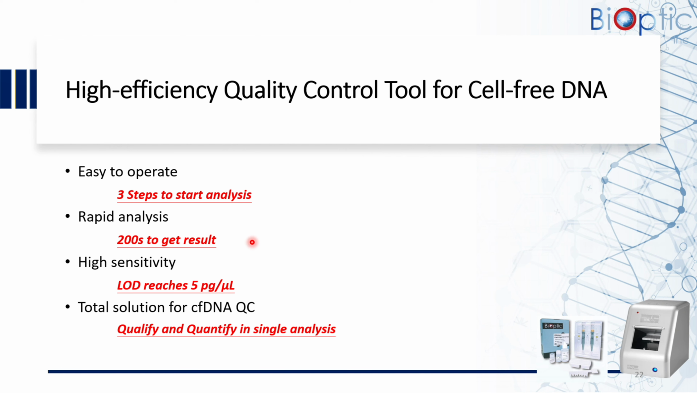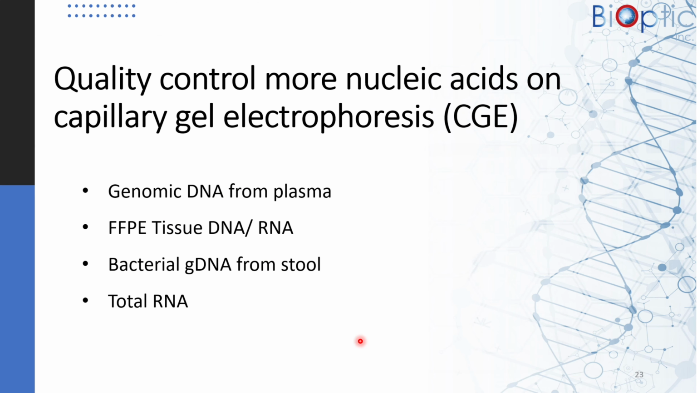In addition to the features of simple operation and rapid analysis, QSAP can detect low amount cfDNA due to the high sensitivity property. The most important is that QSAP can provide the accurate size, purity, and concentration for cell-free DNA in one analysis. Therefore, QSAP biofragment analyzers are high-efficiency platforms for cell-free DNA quality control.